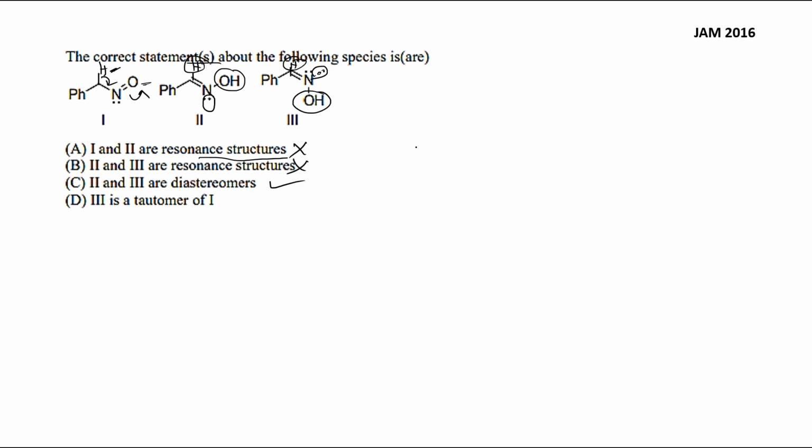So 3 with 1, if we see, 3 is a tautomer of 1. Tautomer is basically where we break a bond. In this case, we are breaking this carbon-hydrogen bond and we are getting a new bond between oxygen and hydrogen, that is, we have an OH group, so it is tautomerism. So 3 is a tautomer of 1. So C and D should be correct.